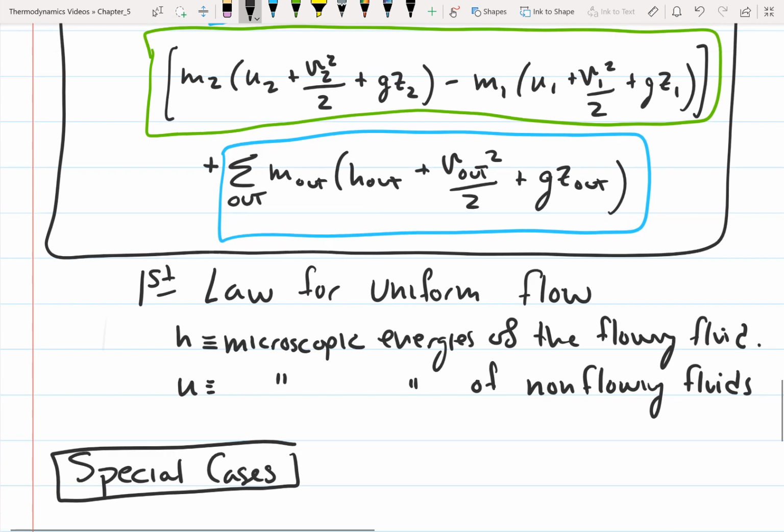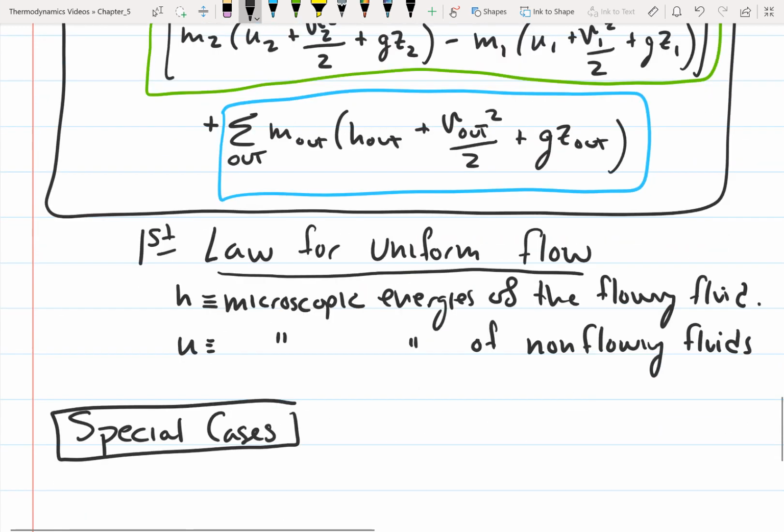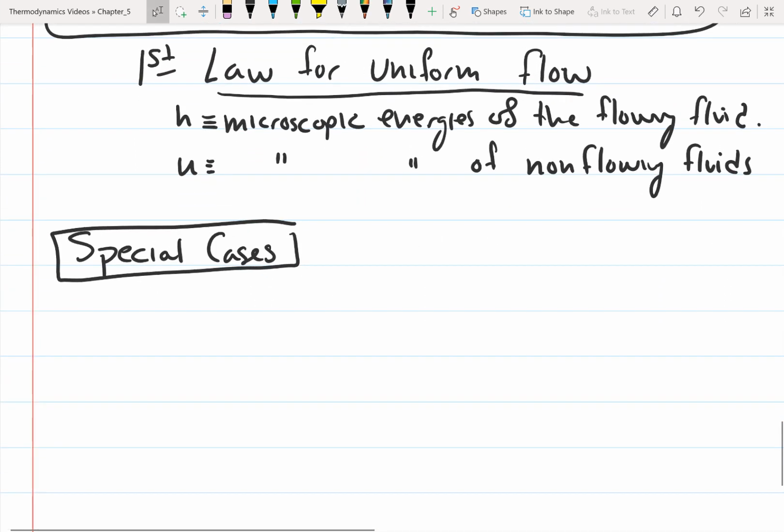So this equation is very general. It has multiple inlets and outlets. The only thing that this equation doesn't allow for is changing conditions at the inlets and outlets, and that's because we assumed uniform flow. But other than that, this equation is pretty general. So let's look at some special cases.